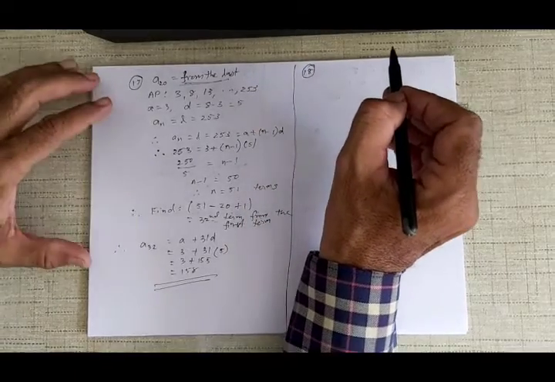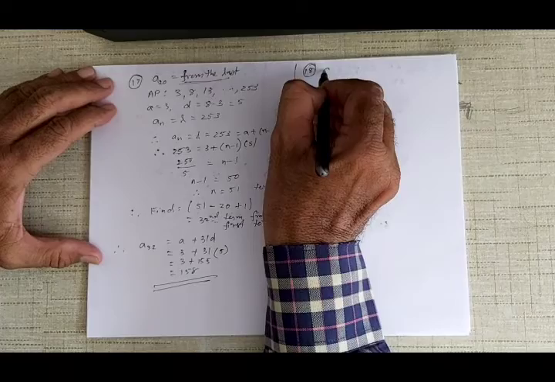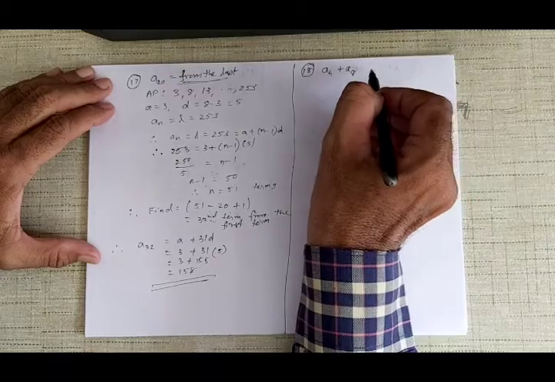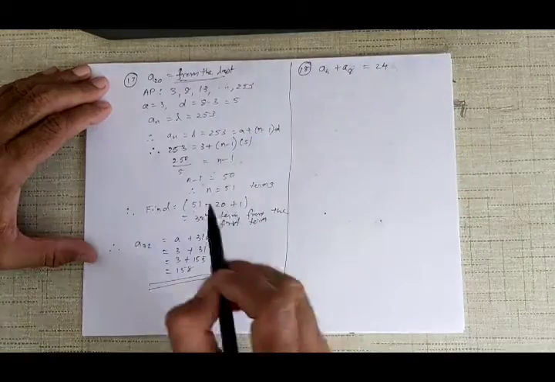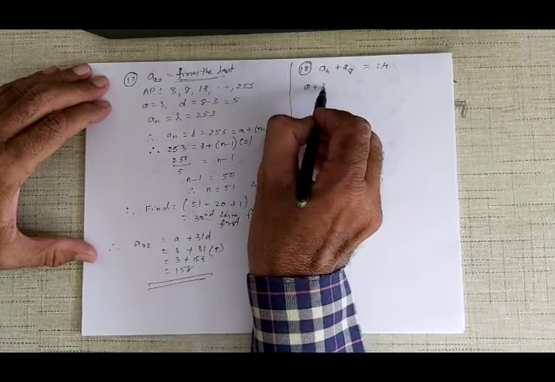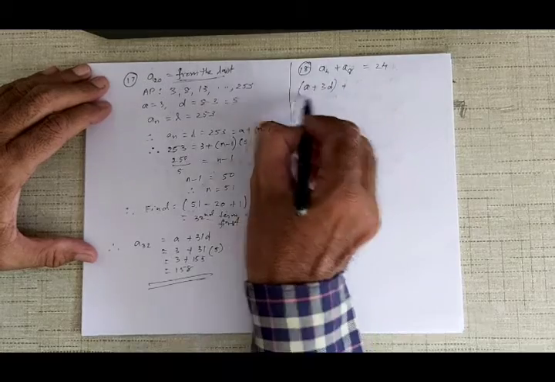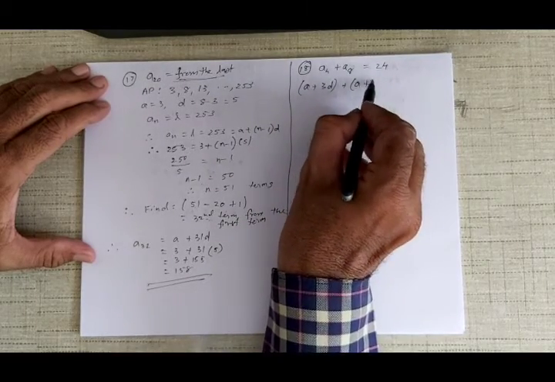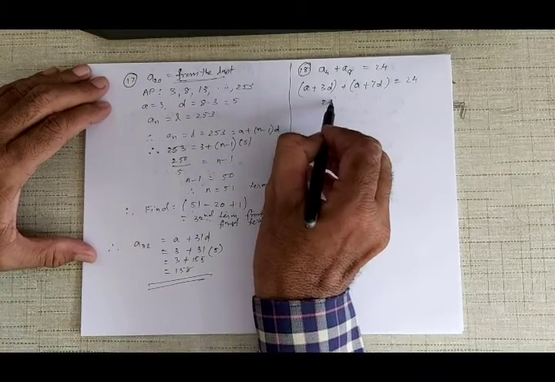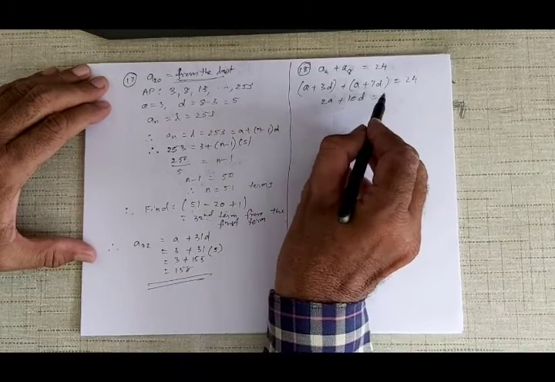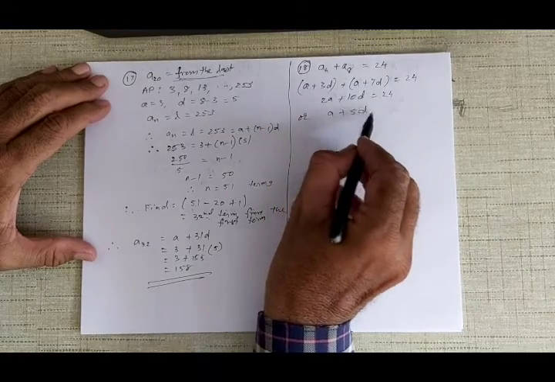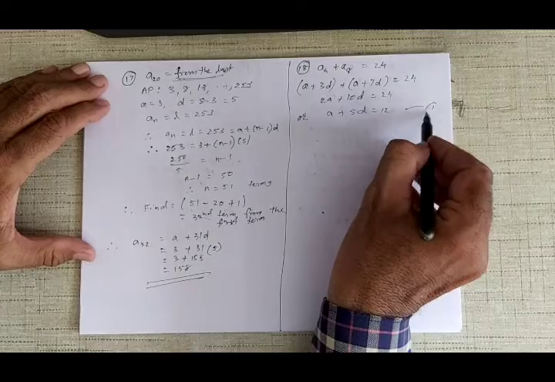18th question says the sum of the fourth and eighth terms of an AP is equal to 24. Alright. So if I put this, fourth term क्या होगा? A plus 4 minus 1, 3D. और eighth term क्या होगा? A plus 7D will be equal to 24. If you add it, you get 2A plus 10D is equal to 24. और 2 से डिवाइड करो, A plus 5D is equal to 12. ये इक्वेशन 1 आ गया.